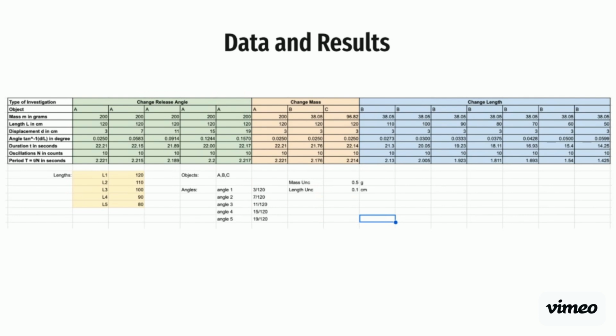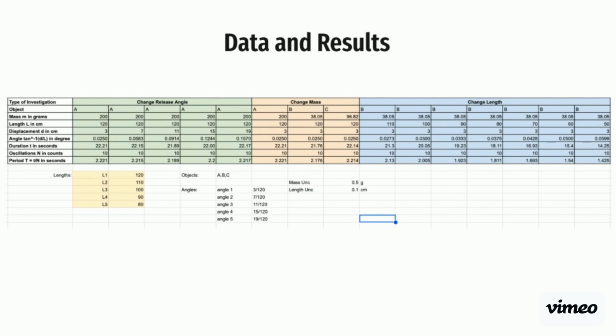And as you can see, the relationship that I got was that the thing that has the most impact on the period is actually the length of the string. And there's a little bit of change as well with the angle. But that also depends on how well you follow the harmonic motion formula for small angles, since it mostly applies to small angles. So if you were to measure a much bigger angle, then that would change.